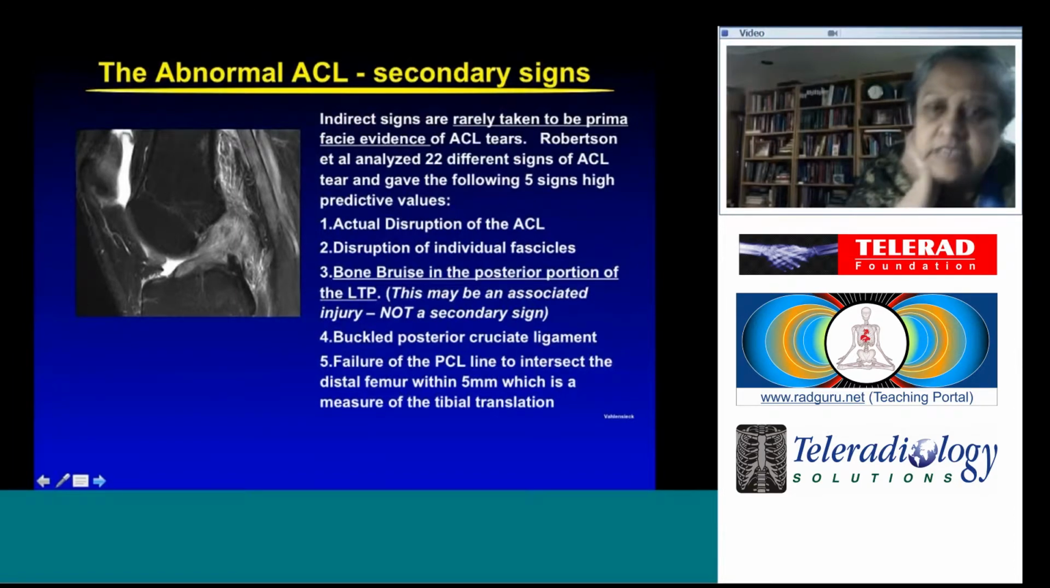In our studies, we found that the bone bruise may be an associated injury rather than a secondary sign. But the caveat here is that if you see a bone bruise in the lateral tibial plateau, look for ACL tear. The fourth is the buckled posterior cruciate ligament. The fifth is a failure of the PCL line to intersect the distal femur within 5 millimeters, which actually is a measure of anterior tibial translation.